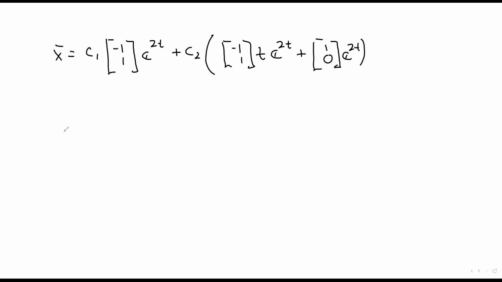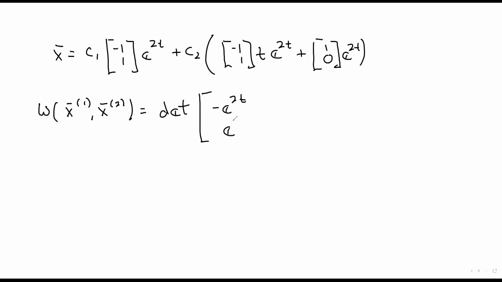Okay, we can calculate the Wronskian to make sure that those two solutions are different enough. If you do that, we're going to have the determinant of the 2x2 matrix. You want to use the first solution as your first column, and so you need to multiply the e to the 2t in there. So we're going to have negative e to the 2t, positive e to the 2t. And then for the second column, we're going to have negative t e to the 2t plus e to the 2t on top, and then for the bottom, just t e to the 2t.